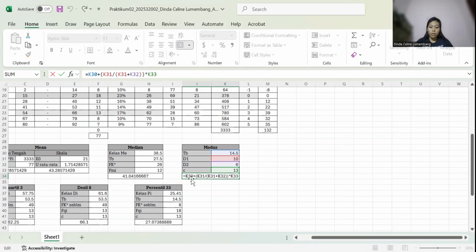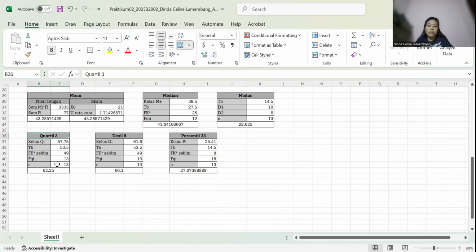After getting all of the existing values, we will use the lower edge value formula, this is added to the result of dividing the value D1 by the sum of D1 plus D2. Then the result is multiplied by the class width.